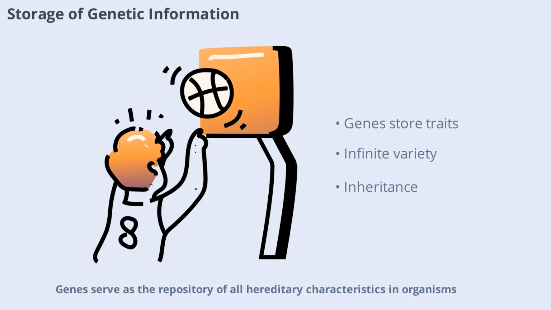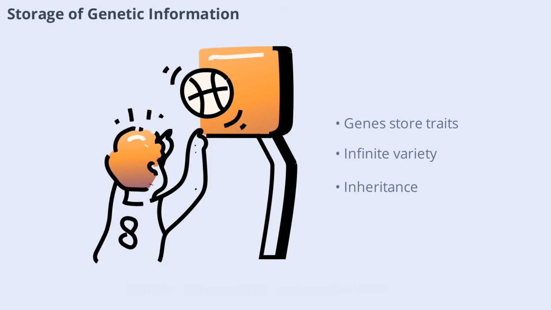Genes serve as the repository of all hereditary characteristics in organisms. DNA's ability to encode a nearly infinite variety of gene products is essential for the diversity of life. The storage of information in DNA allows organisms to inherit traits and adapt to their environments.